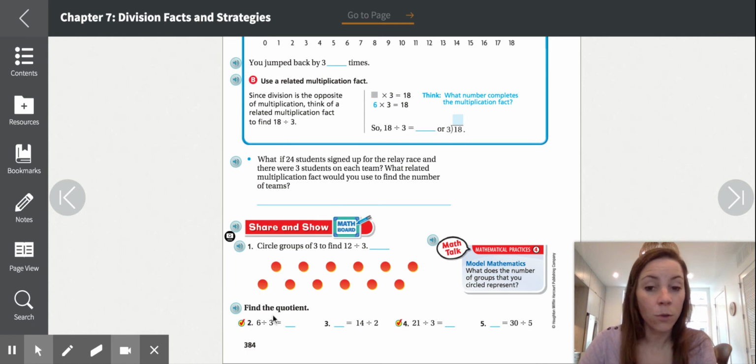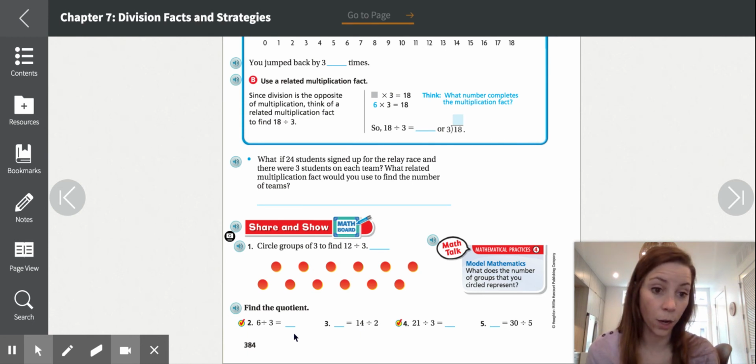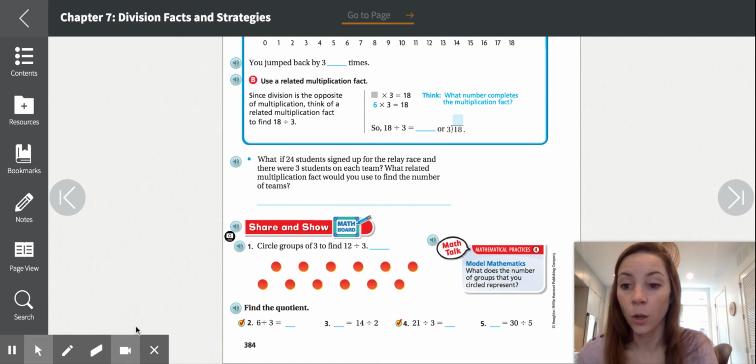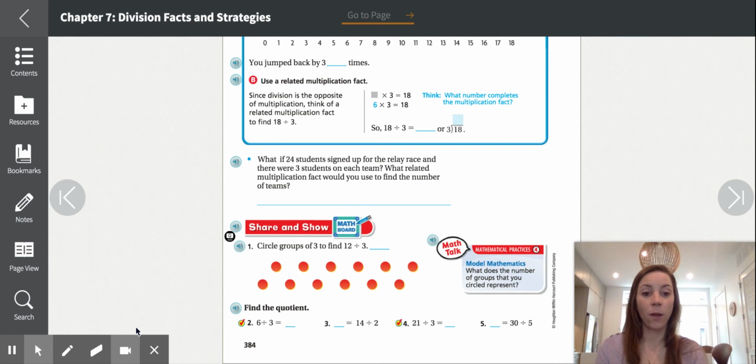Then the bottom, you can find the quotient whichever way you'd like. You can use a related multiplication fact by going backwards. You can draw picture models. You could skip backwards on a number line, okay? So you can choose any strategy that's good for you, okay? All right, so pause the video now so you can try those and then start it again when you're ready to see how well you did.